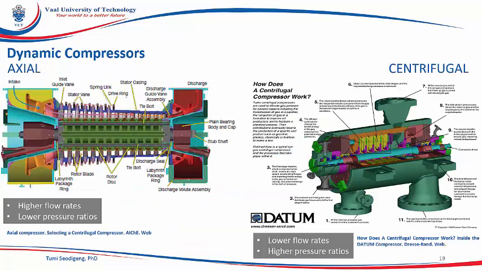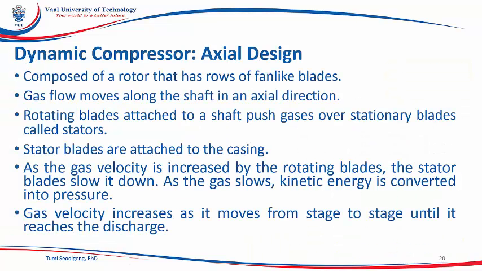Here with some diagrammatic representation showing these two types of compressors. It is important to note the application regime for each of these compressors. For higher flow rates and lower pressure ratios, the axial compressor is preferred. For lower rates and higher compression ratios, the radial compressor makes a better choice. Let us now take a look at how the axial compressor works.